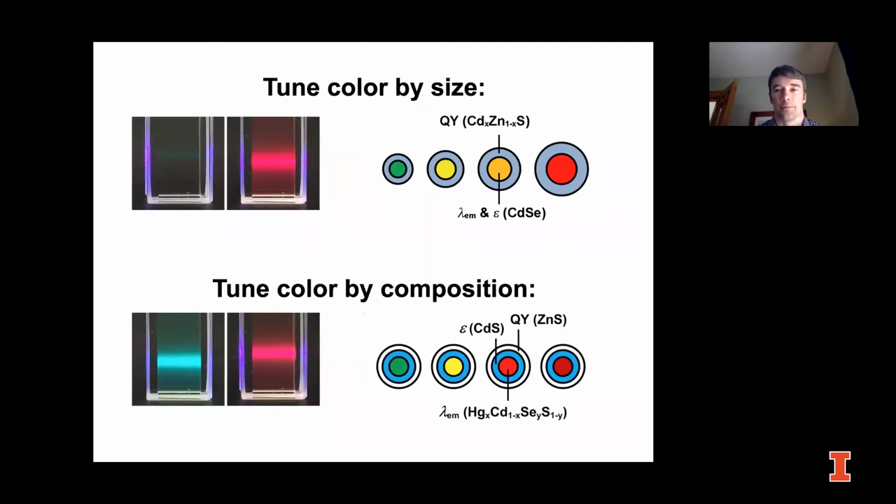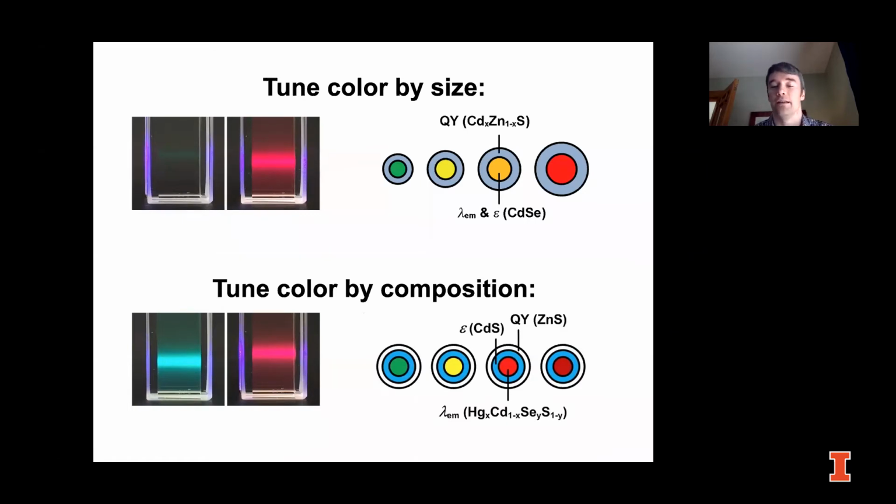That alone gives us a pretty good ability to control brightness, because one of the reasons these are so different in brightness is because of how different they are in size. Brightness is approximately proportional to the volume, and the volume is proportional to radius cubed. And so if you change the radius a very small amount, you could change the brightness by a large amount.